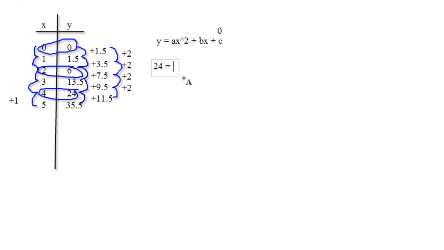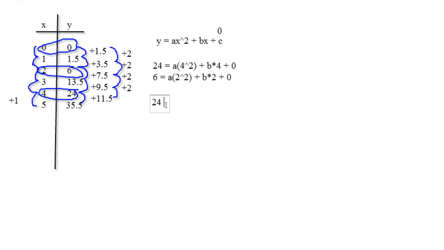So this will be 24 equals a times 4 squared plus b times 4 plus 0, because that's c, obviously. And then the other part is going to be 6 equals a times 2 squared plus b times 2 plus 0. Now this is going to look pretty confusing at first, but what I'm actually doing is setting up a system of equations to solve for what a and b are going to be. I already know c is going to be 0, so that one's pretty set.